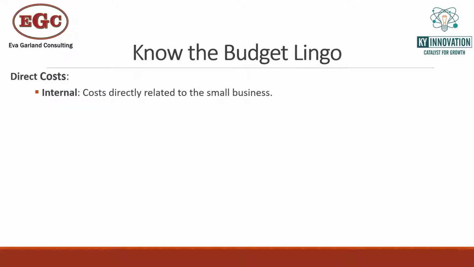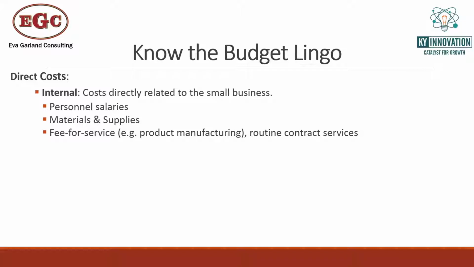Okay, so with the direct costs, you need to further break them down into direct costs that are going to be going internally to your company, and those can include things like your personnel salaries, materials and supplies, anything that's a fee for service. So essentially you're buying a chemical from Aldrich, or you're having a company manufacture a part for your product, for your prototype. All of these are considered internal costs.